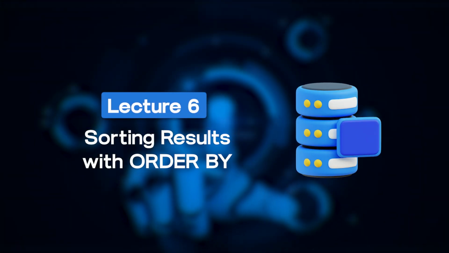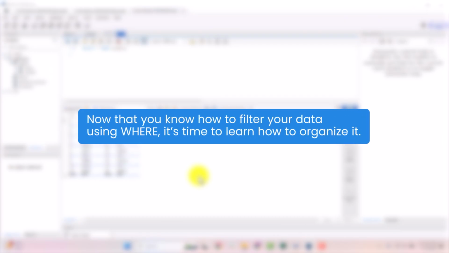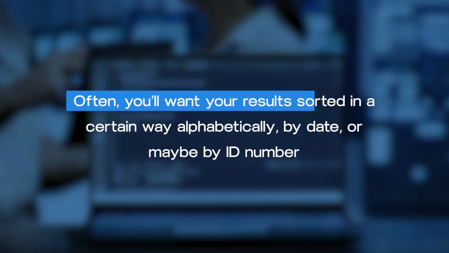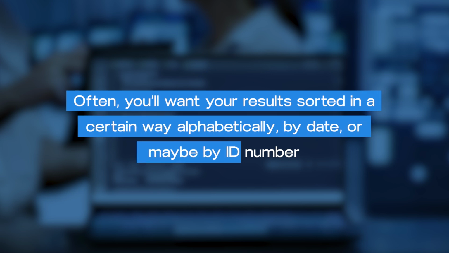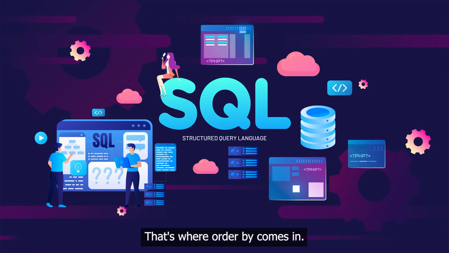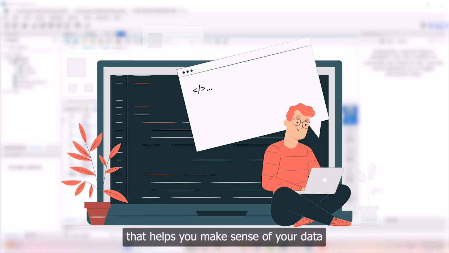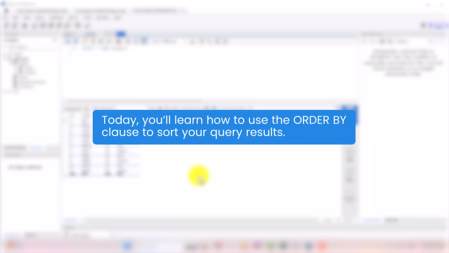Lecture 6, Sorting Results with Order By. Now that you know how to filter your data using where, it's time to learn how to organize it. Often, you will want your results sorted in a certain way, alphabetically, by date, or maybe by ID number. That's where order by comes in. It's a simple but powerful part of SQL that helps you make sense of your data by putting it in order. Today, you will learn how to use the order by clause to sort your query results.